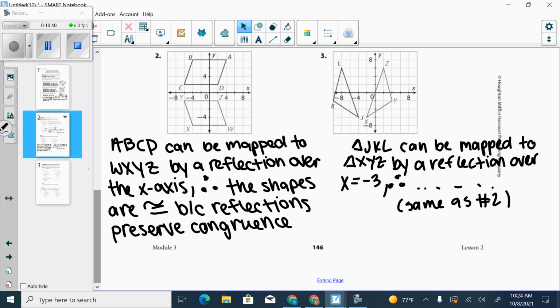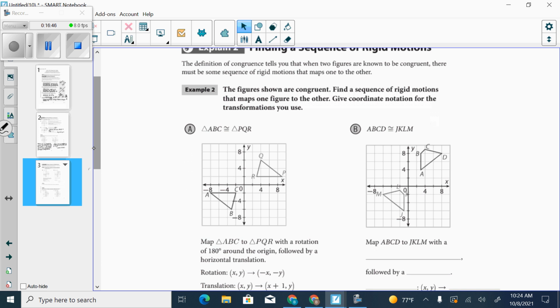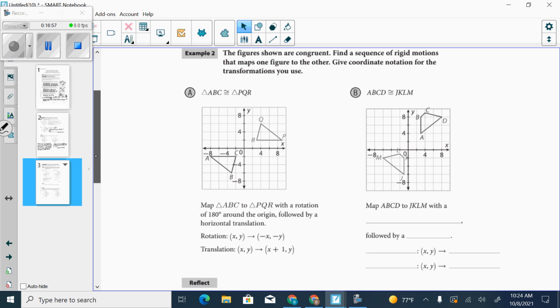All right. Okay, last page. It says that the definition of congruence tells you that when two figures are known to be congruent, there must be some sequence of rigid motion that maps one to the other. So here it says the figures shown are congruent. So they're telling us right now they are congruent. Find a sequence of rigid motion.